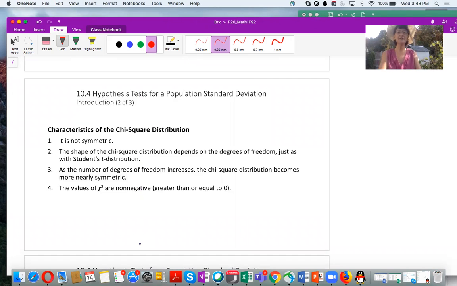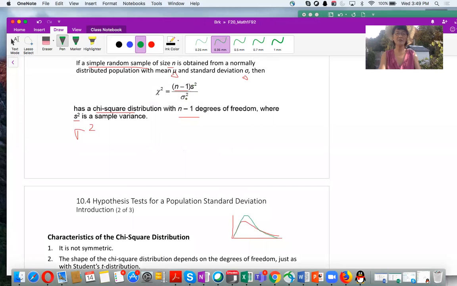The characteristics of chi-square distribution. Chi-square distribution is not symmetric. Actually, chi-square distribution looks something like this. This is chi-square distribution. And the shape of chi-square distribution depends on the degree of freedom, just as student T distribution. If you have different degree of freedom, you may get a different distribution. Number 3, as the number of degree of freedom increases, chi-square distribution becomes more symmetric. The value of chi-square is always a positive number because by definition, chi-square is a square over square. So the result of chi-square is always a positive number.